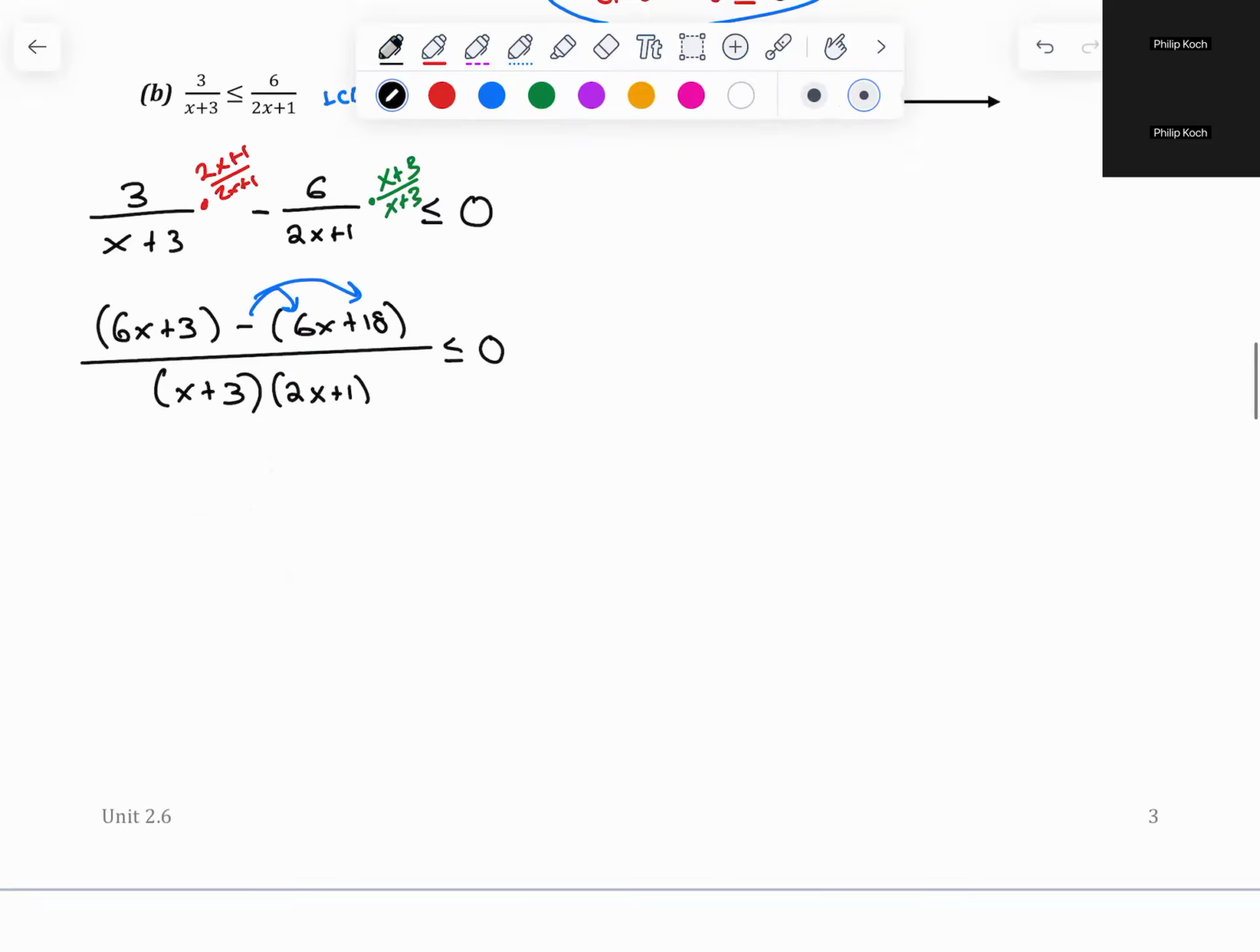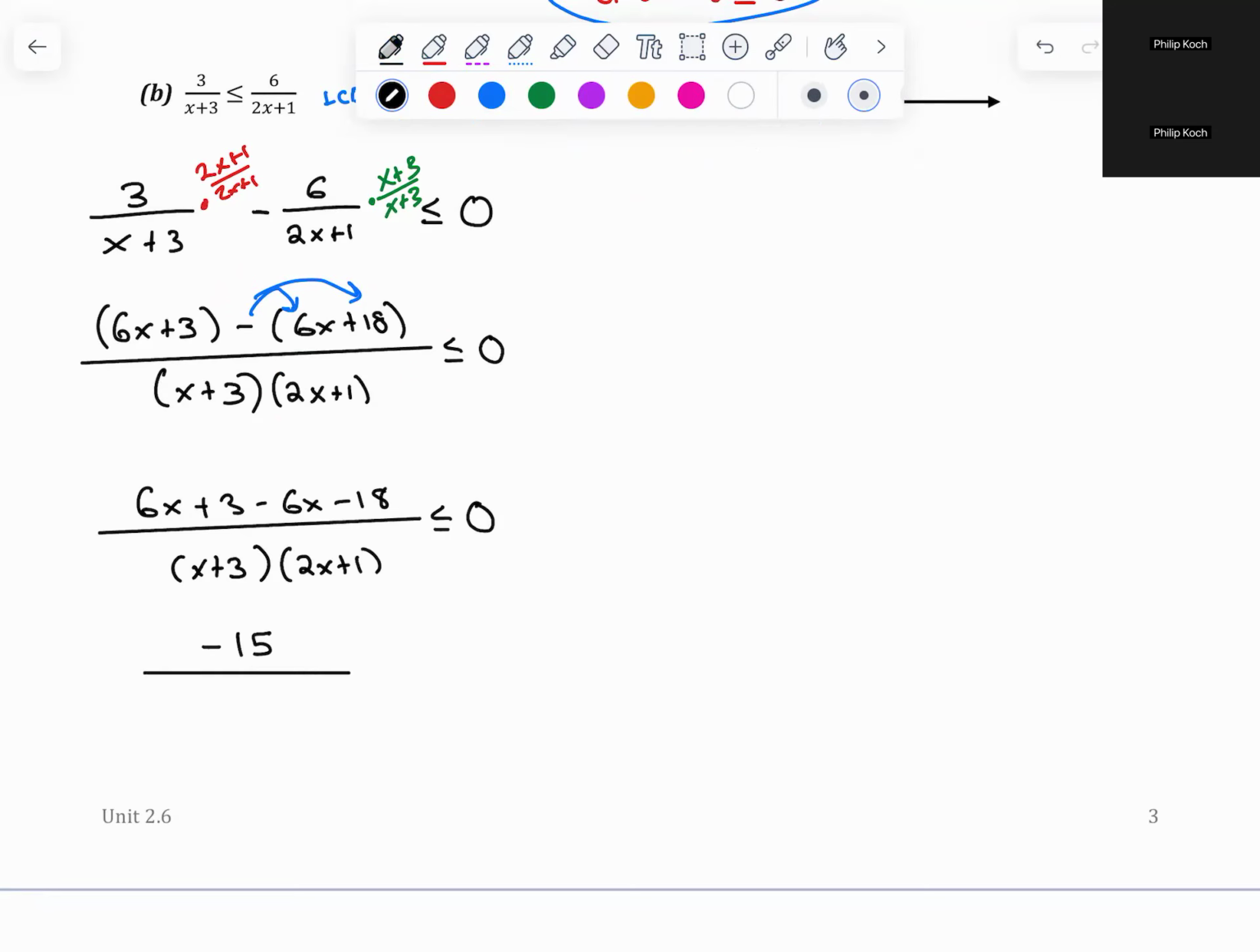So we get 6x plus 3 minus 6x minus 18 divided by x plus 3 times 2x plus 1 is less than or equal to 0. The 6x's will cancel, and we'll get negative 15 over x plus 3 times 2x plus 1 is less than or equal to 0.